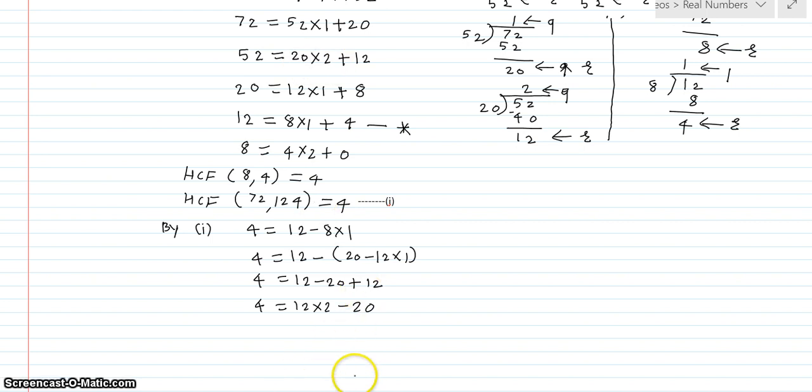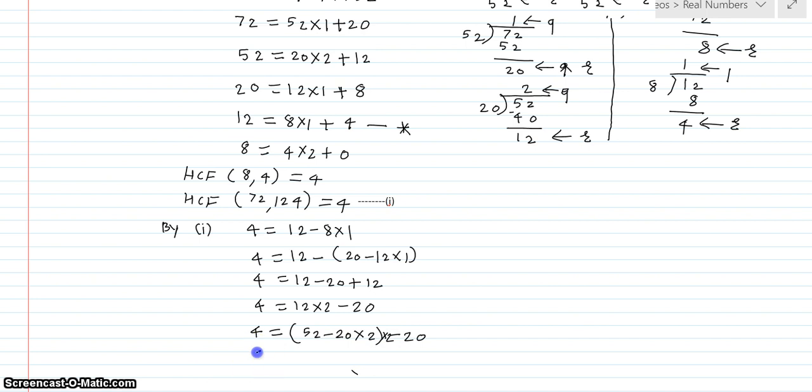So putting here, in place of 12, we can write like this: 4 is equal to what? In place of this 12 we can write 52 minus 20 into 2, minus 20. Okay. So in place of 12 we can write 52 minus 20 into 2, and into 2 is there.